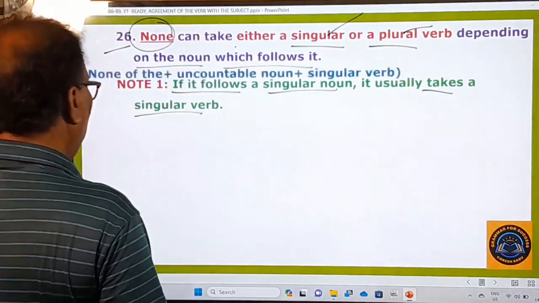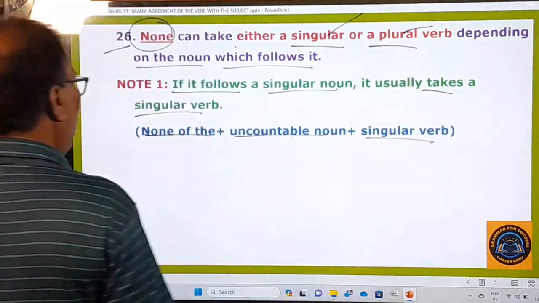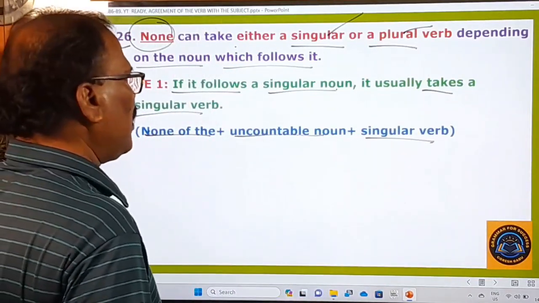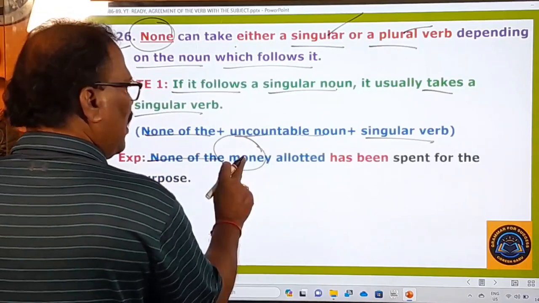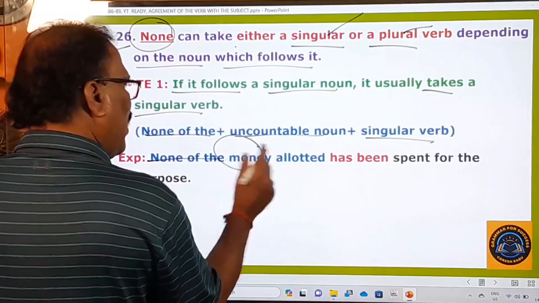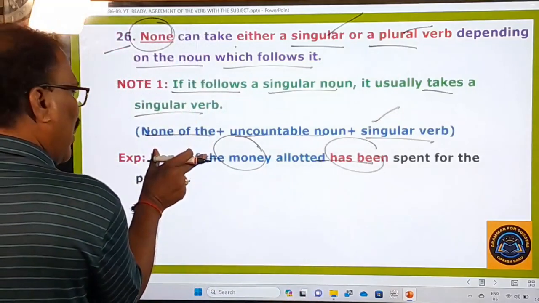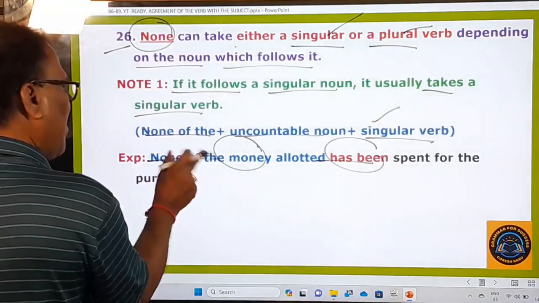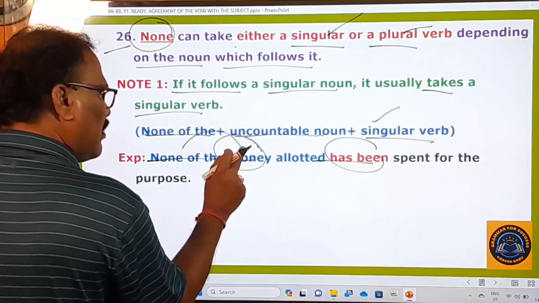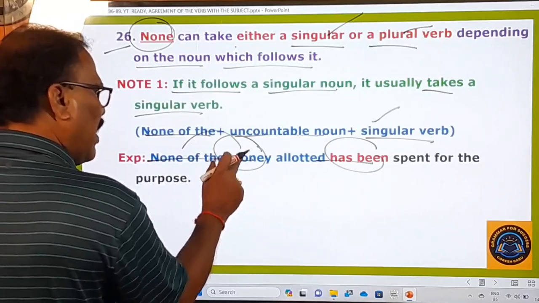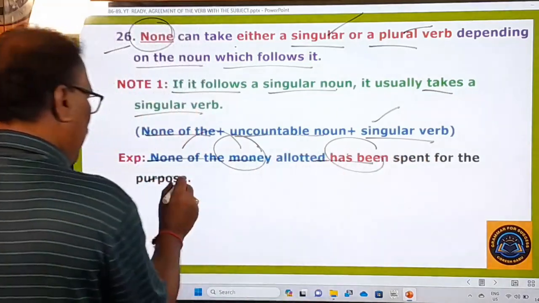And here, none of the plus uncountable noun, singular. How? Let us see that. Money is an uncountable noun. None of the money allotted has been, singular verb. Whenever this none of the, none meaning not one, is used with a singular noun or uncountable noun, then it takes a singular verb after it. None of the money allotted has been spent for the purpose, right?